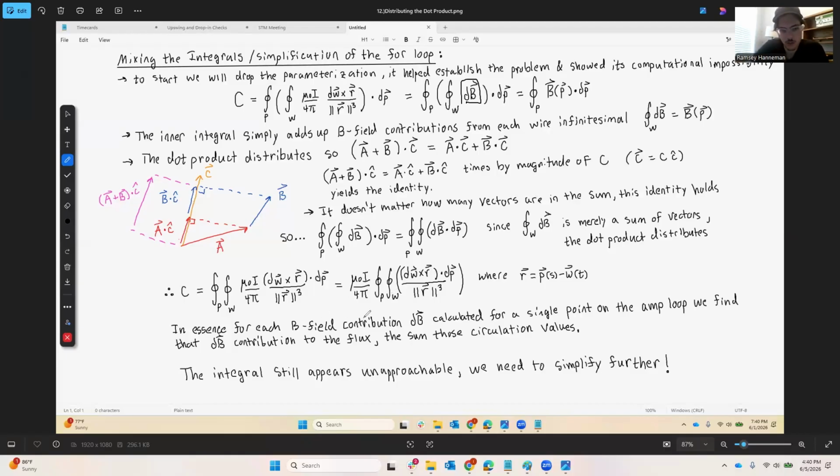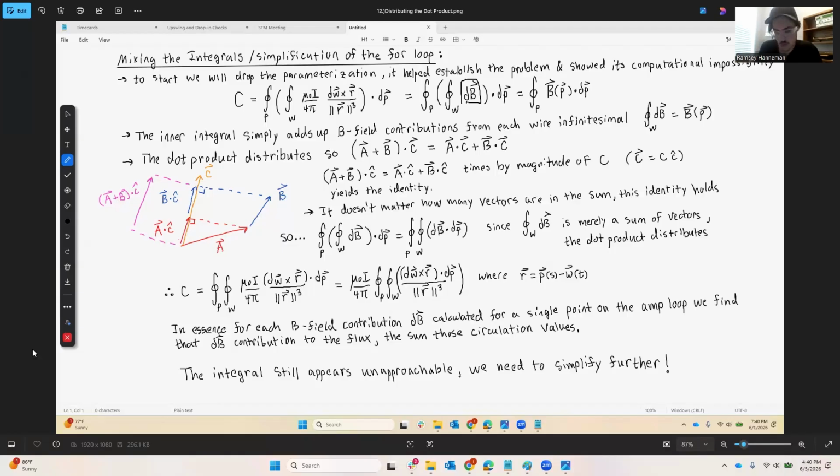And that results in an integral that now looks like this once you've pulled out the constants. So we still have to do this kind of for loop integral, but we've moved the dot dP inside. So it's still equally as daunting. Doesn't seem to have helped that much, but it will in the next step.